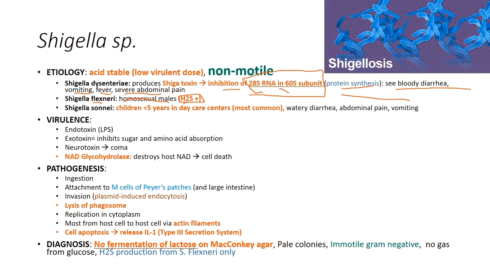So Shigella sonnei is the last one to be talking about. This is something you're going to find in children, and so this is a little sonny boo-boo, right? So Shigella sonnei is going to be found in little boo-boos, which is less than 5 years old, and appearing in daycare.